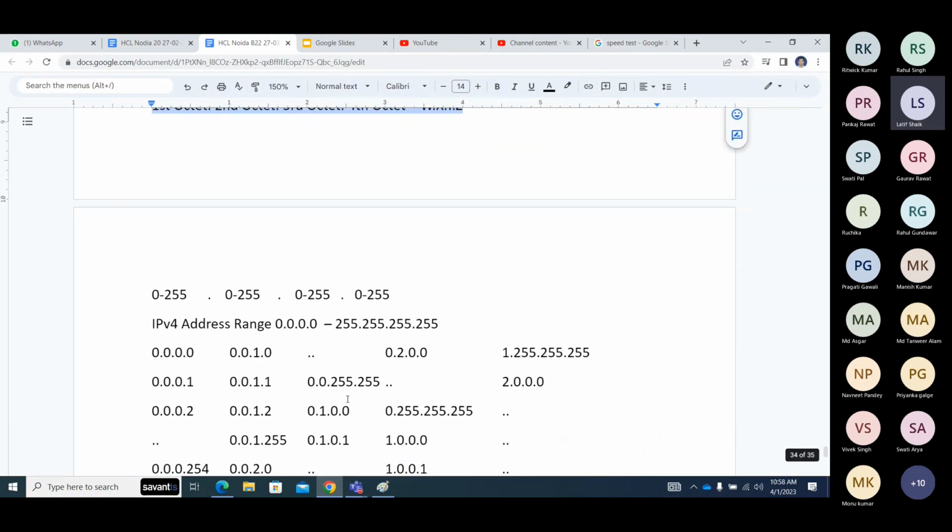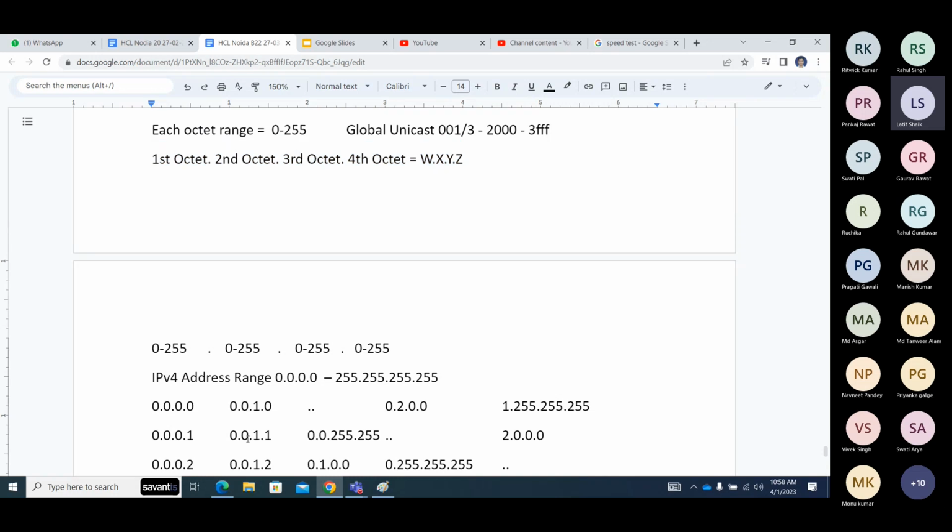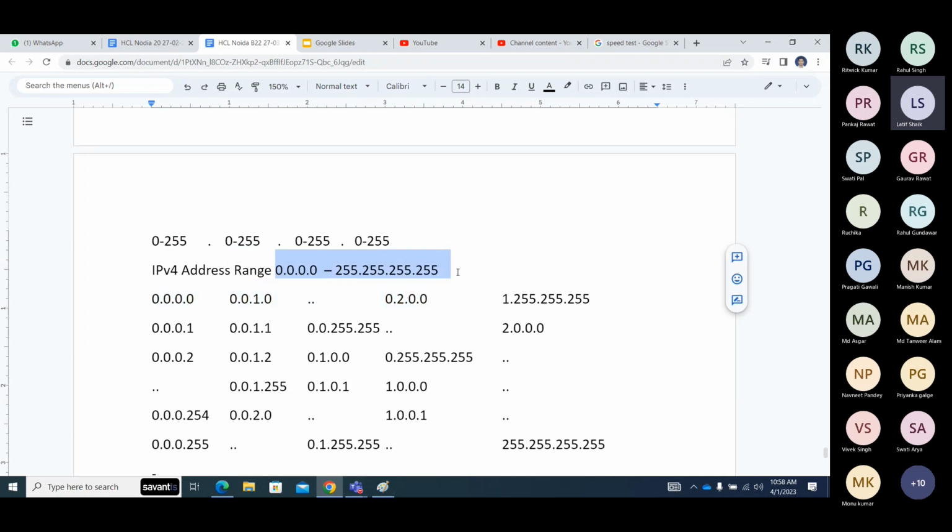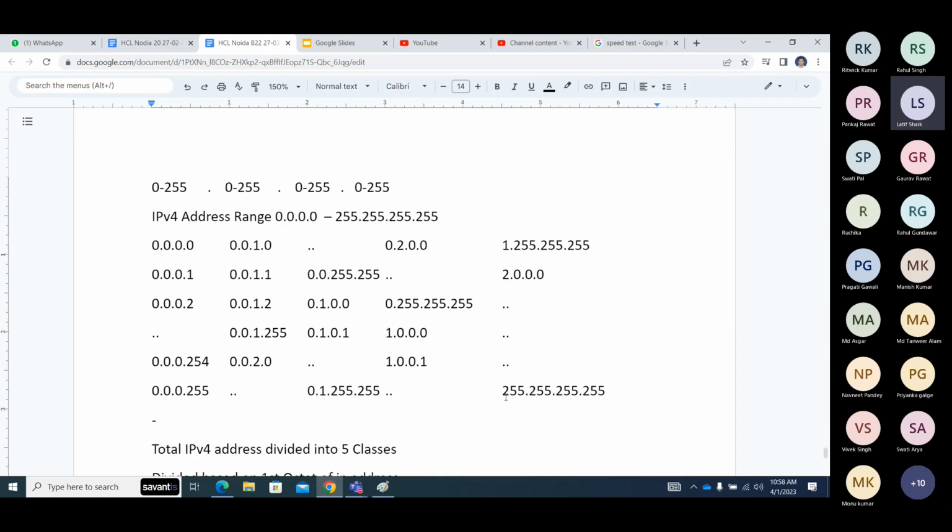As I said, each octet ranges from 0 to 255. If any octet has a number more than 255, it is invalid. So for IPv4, the total range starts at 0.0.0.0, the starting IP address, and ends at 255.255.255.255. If you count IP addresses one by one from this to this, it is around 3.4 billion IP addresses.